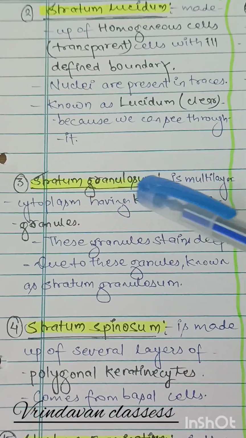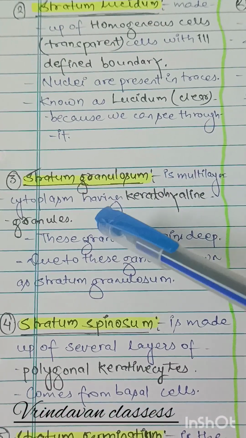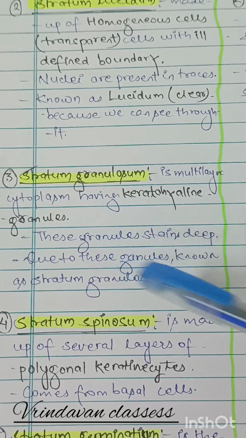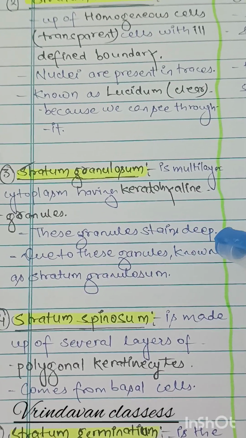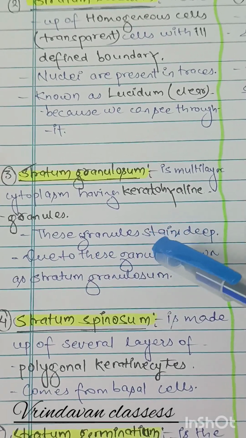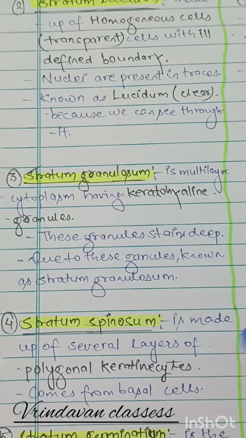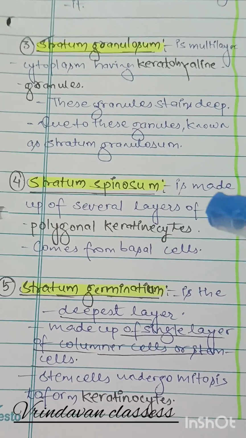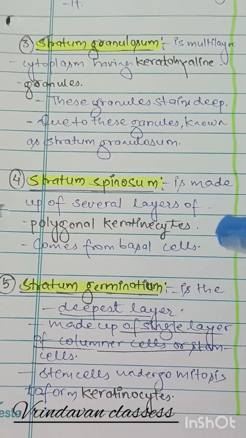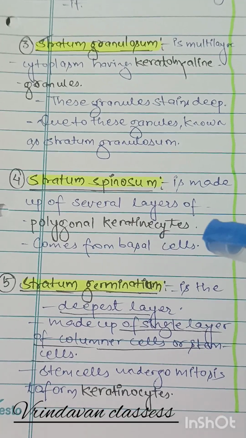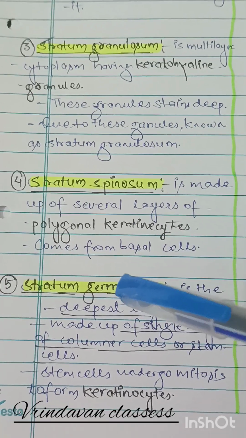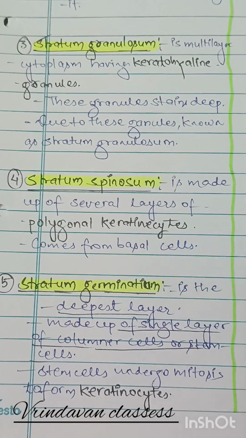The third one is the stratum granulosum. It is a multi-layer of cytoplasm having keratohyalin granules, and these granules stain deeply. Due to these granules, we call it the stratum granulosum. Then comes the stratum spinosum. It is made up of several layers of polygonal keratinocytes, which come from basal cells.